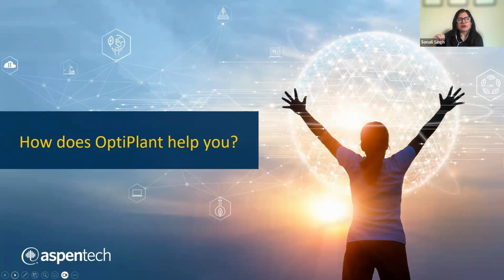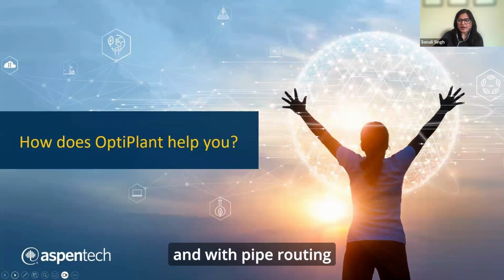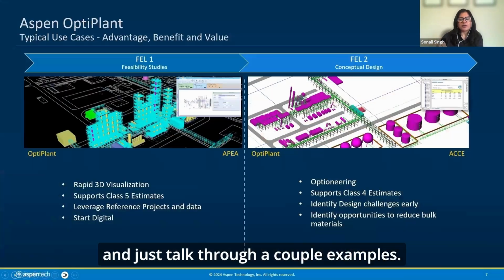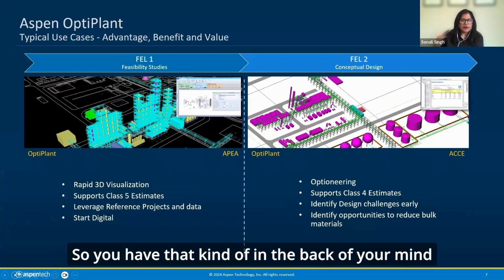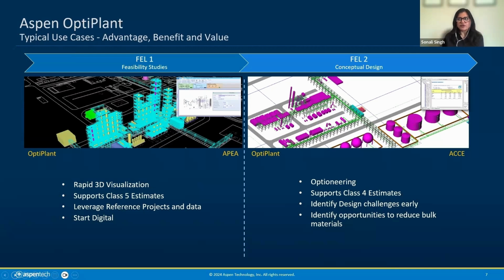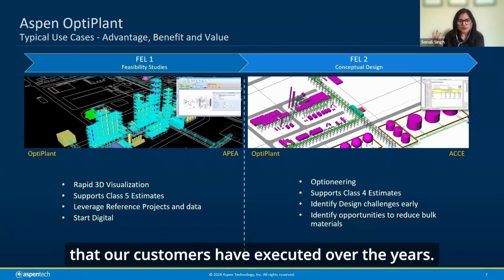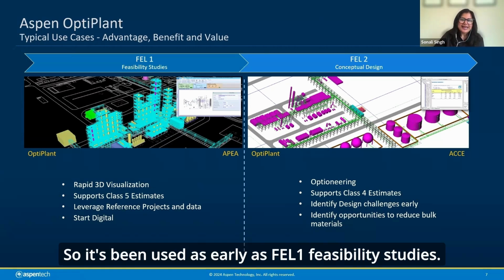Okay, so first I just want to talk about how OptiPlant has helped with cost estimating and with pipe routing, and just talk through a couple of examples so you have that in the back of your mind before we get into the demos. And what you see here are images from projects that our customers have executed over the years. So it's been used as early as FEL1 feasibility studies.